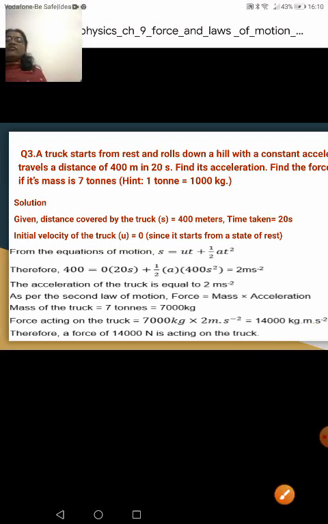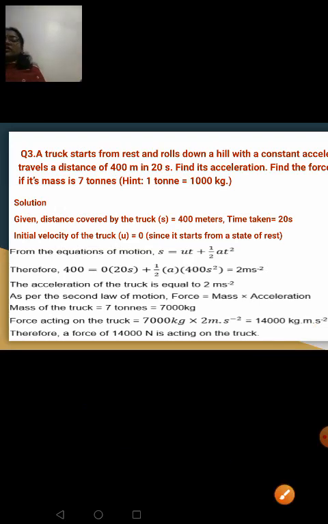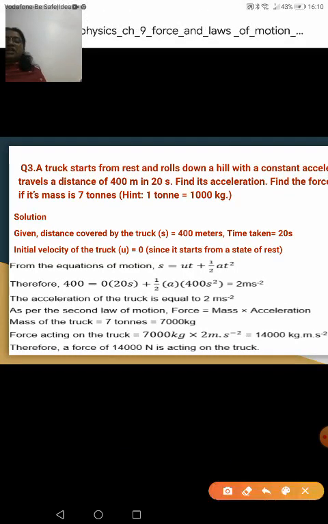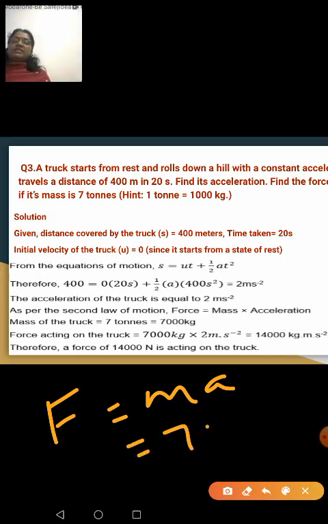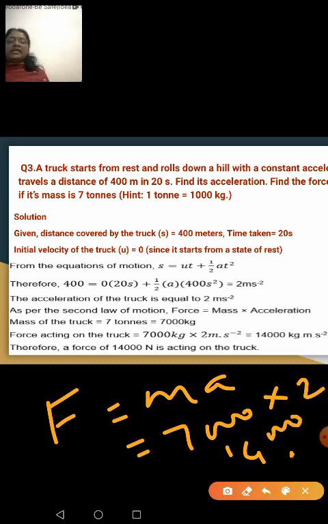Now what is to be found? Force is to be found. Force you have learnt in your second law of motion, that force is equal to ma. Mass of the truck is 7 tons. 1 ton is equal to 1000 kg, means 7 tons will be equal to 7000 kg. So in the place of mass, I will substitute 7,000. In the place of A, we found it as 2 meter per second square. I'll write 7,000 into 2, which is equal to 14,000. And you should remember the unit is kilogram meter per second square, because mass into acceleration.